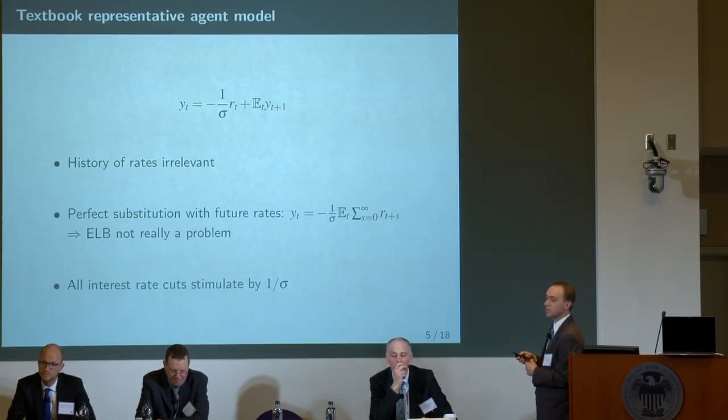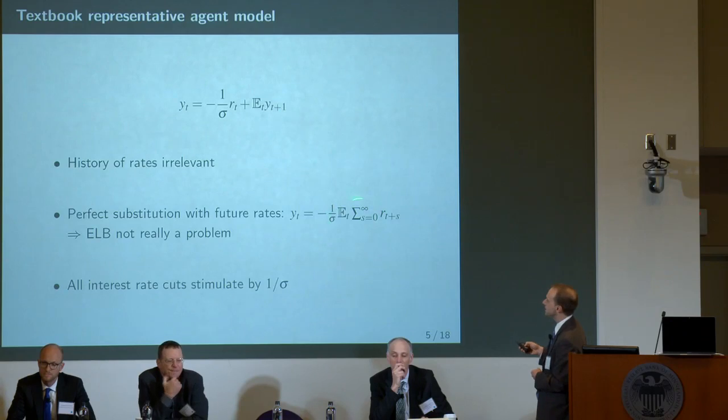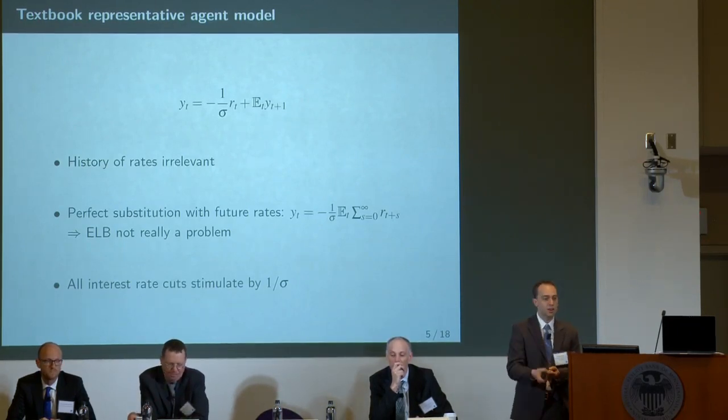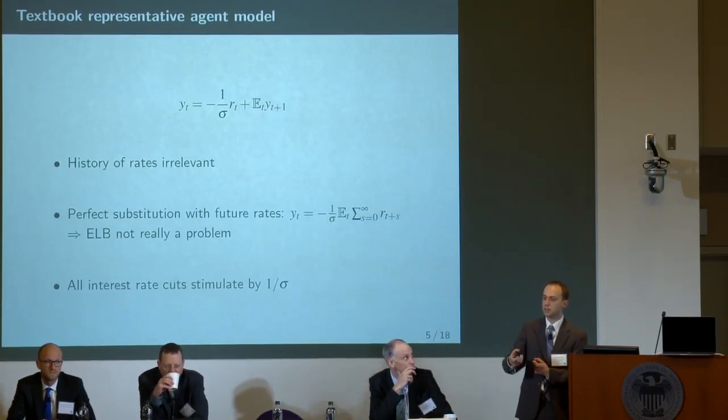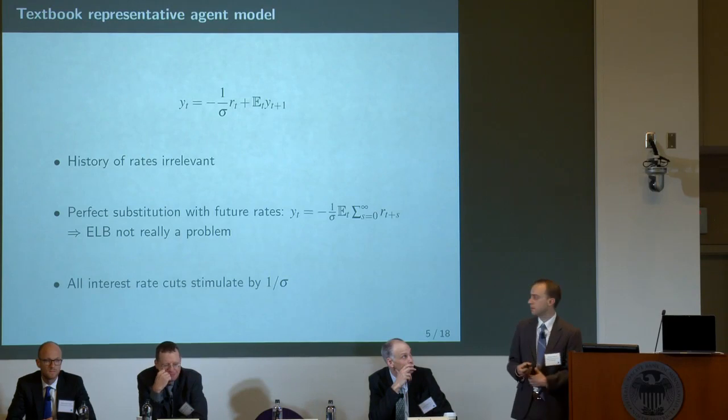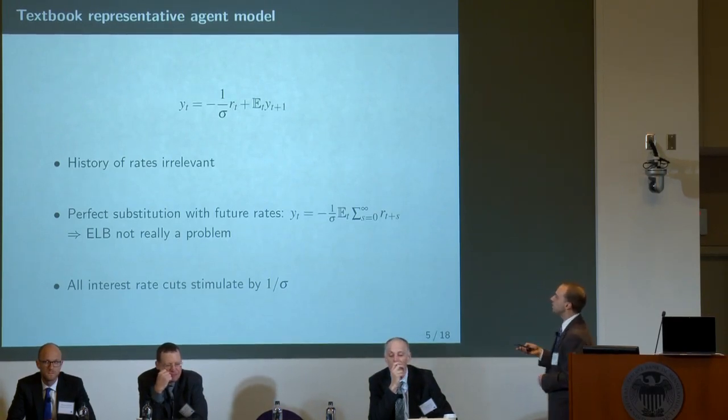The second thing that we can observe is if we solve this equation forward, we see that the current output gap is the sum of future interest rate deviations. So there's a perfect substitution between cutting current interest rates and cutting future interest rates. This is part of the sort of feature of these models that gives rise to this forward guidance puzzle literature. And then the last point we can observe is that all interest rate cuts stimulate the economy by this constant amount, 1 over sigma.